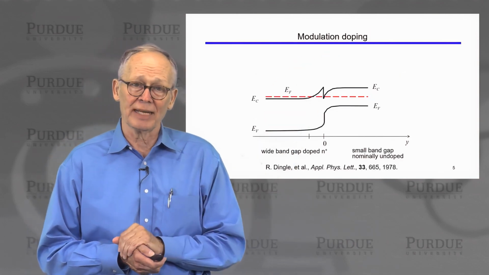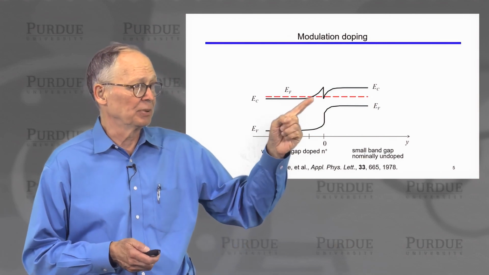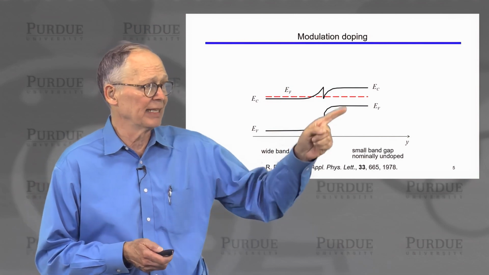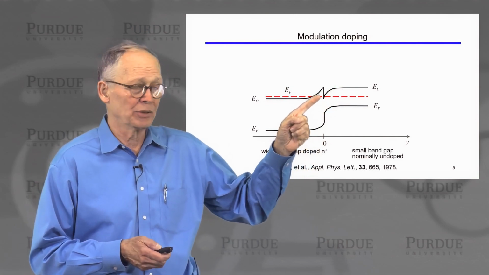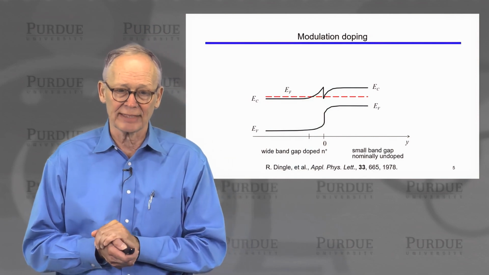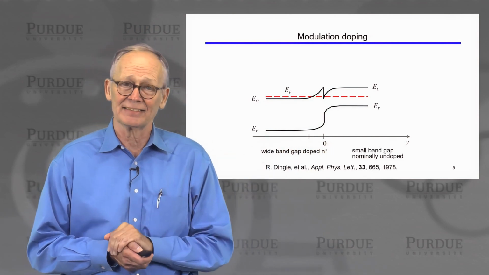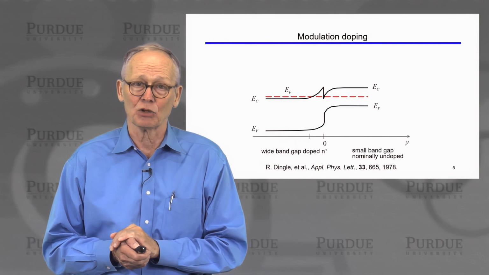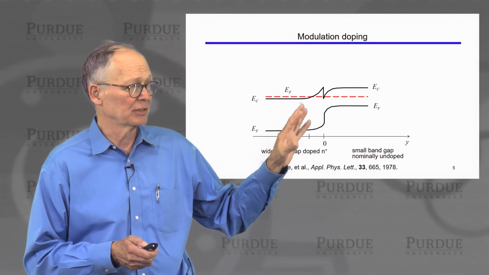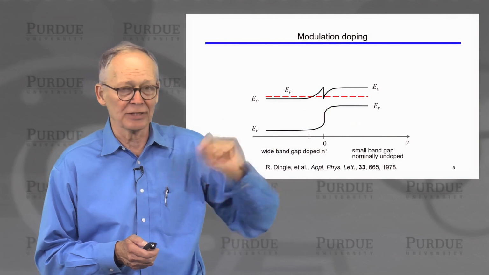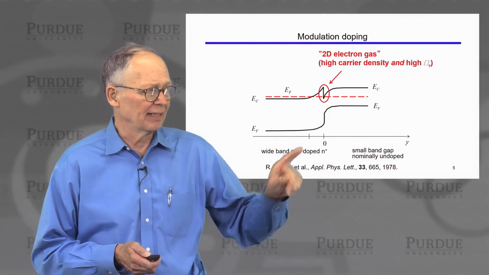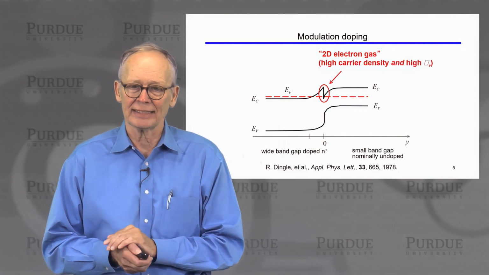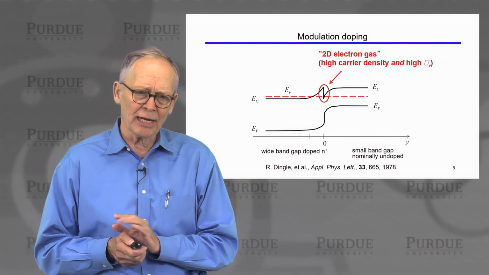When we put the two together, we get a band diagram that looks like this. We get some depletion region on the wide bandgap side. The electrons have left that side and have moved over to the small bandgap side. We get a bending down showing that we have more electrons at the interface of this layer. This technique for introducing carriers without doping a semiconductor was discovered in about 1978. It's called modulation doping because the dopants are here, the carriers are over here. The electrons at this interface were called a 2D electron gas, high carrier density, and high mobility.